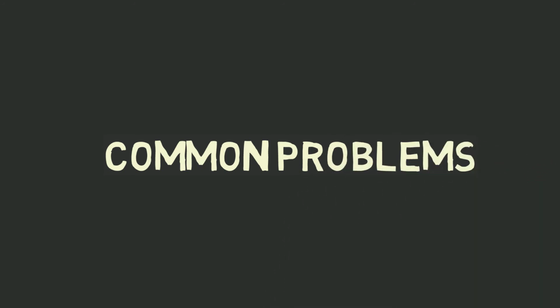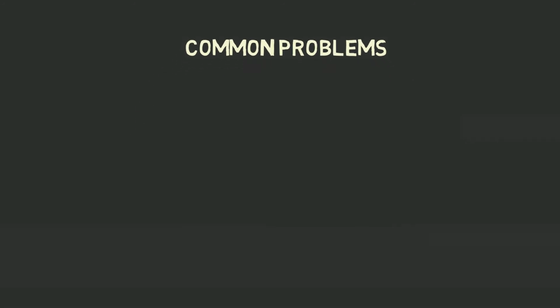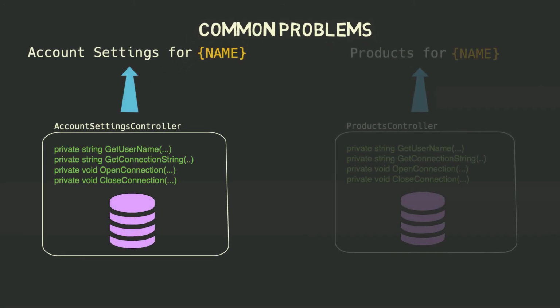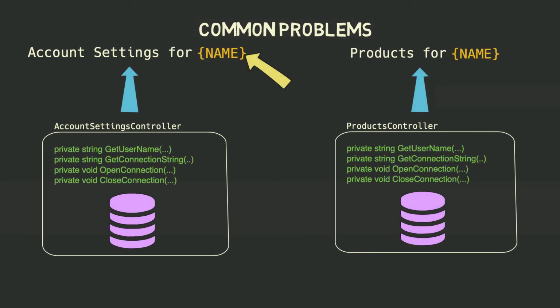Let's look at an example to see the types of problems the repository pattern helps us solve. Consider a scenario for an online store where on both the account settings page and the products page, there is a friendly heading greeting the signed in user by their first name. As we look at the current solution, let's break down some of the problems with this design.